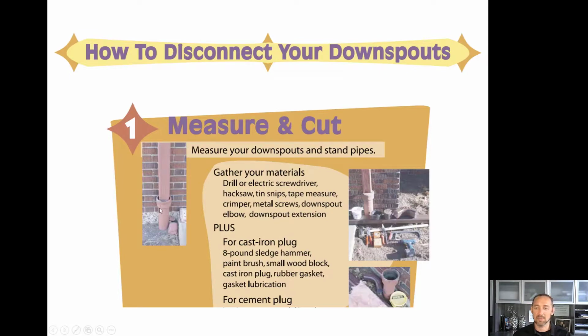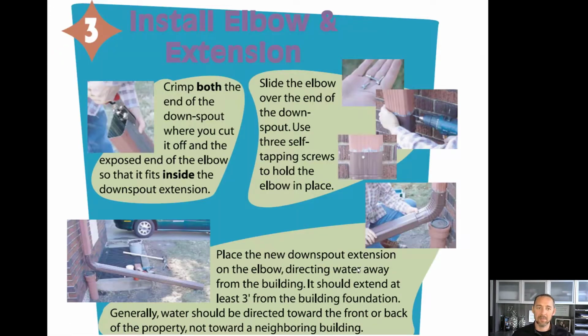Here's what the old systems would look like. They tell you all the materials you need and what your plug can be made out of. And here's the end of it, and here's what it'll look like when it's all finished. This is a nice professional installation. This handout, this PDF, is put out by the city of Minneapolis. You can find it if you Google rain leader disconnect Minneapolis or any variation of that. It should be one of the first things that comes up. So yeah, Minneapolis doesn't like these systems.